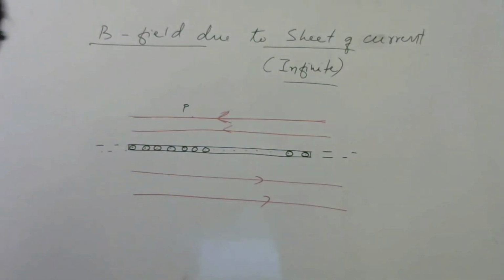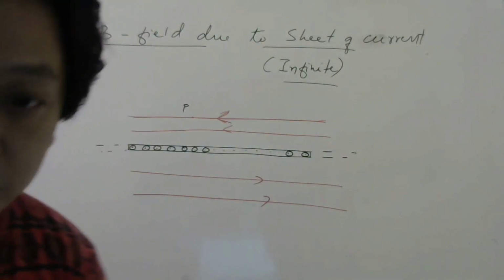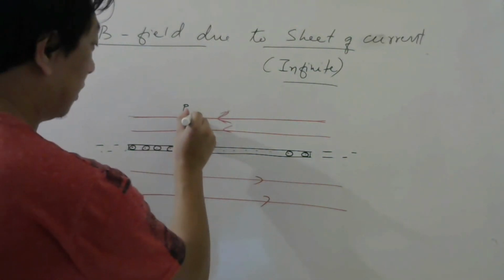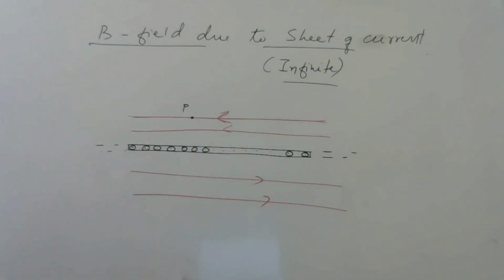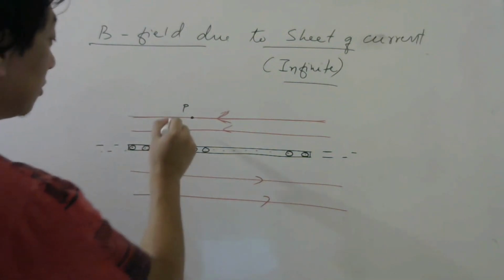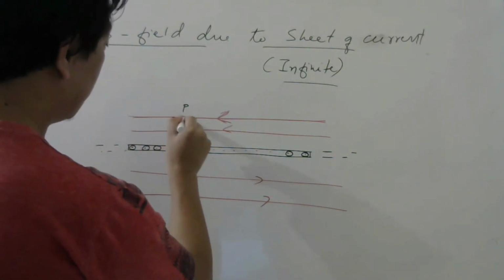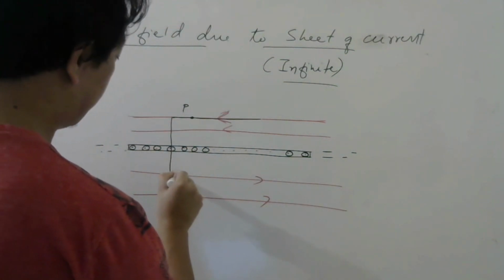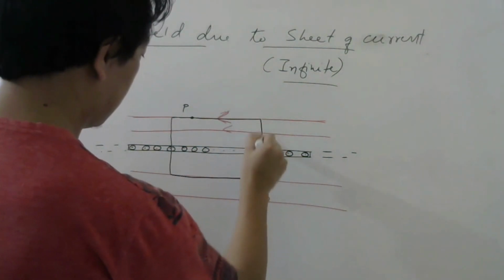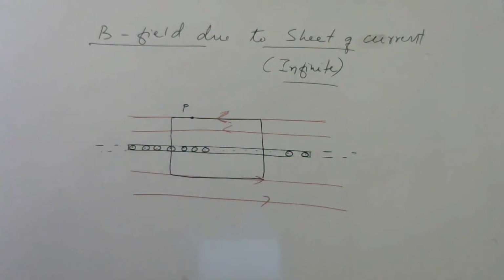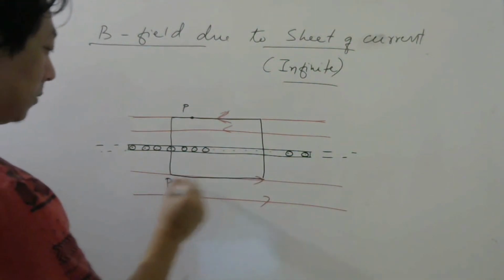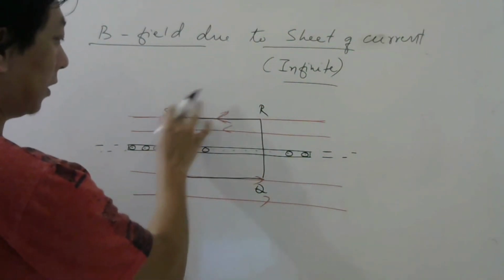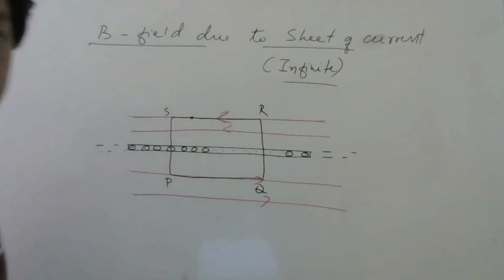So now it is quite easy to solve this problem. We have to find the magnetic field at some point here. So I need to draw an Amperian loop passing through that point. The best way to draw the Amperian loop is this. So this is my Amperian loop. Let me call it PQRS. And I want the magnetic field at some point here.